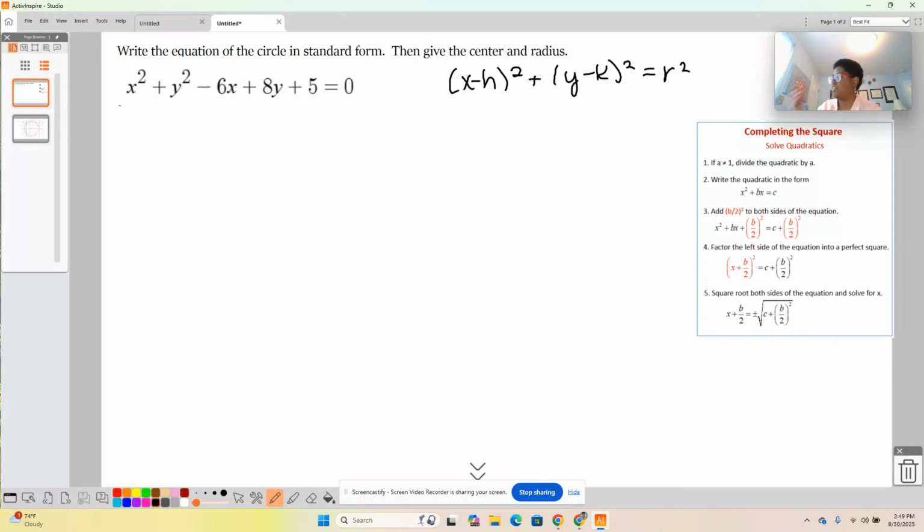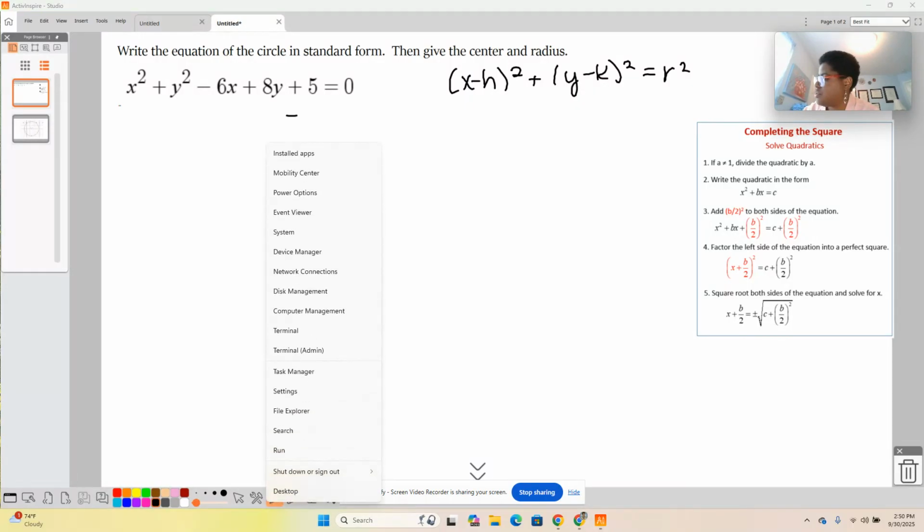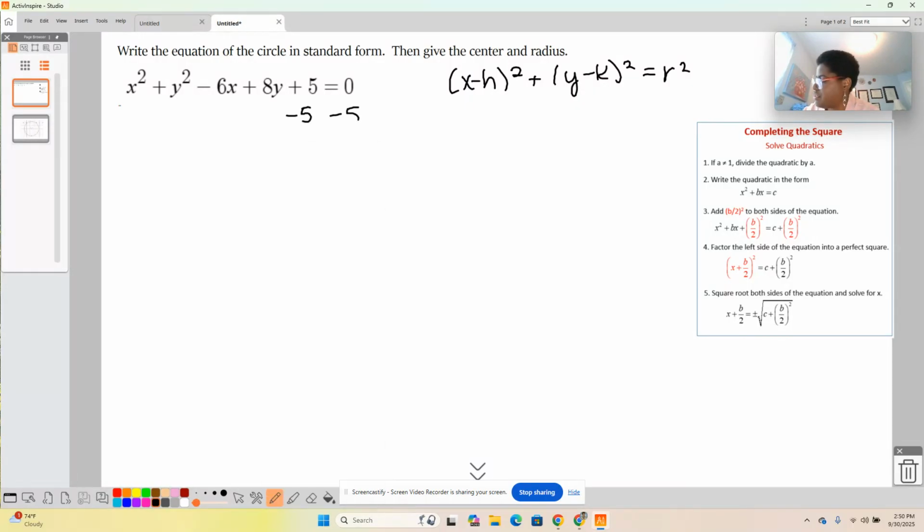So first we want to get our constant on the other side of the equation, so we're going to subtract 5 from both sides of the equation. And also I'm going to use the commutative property of addition to get my x terms together and my y terms together. So I have x squared minus 6x plus y squared plus 8y equals negative 5.